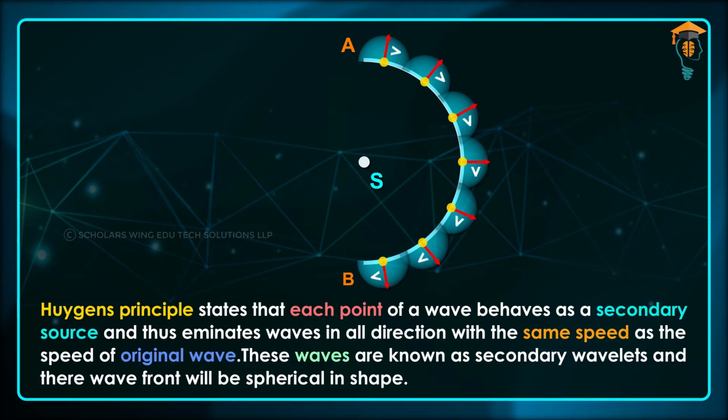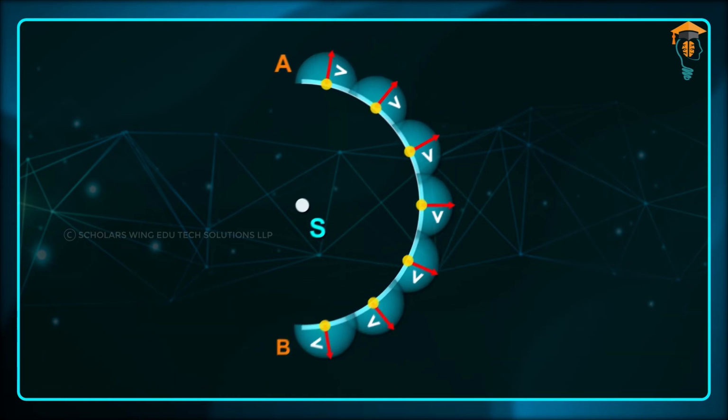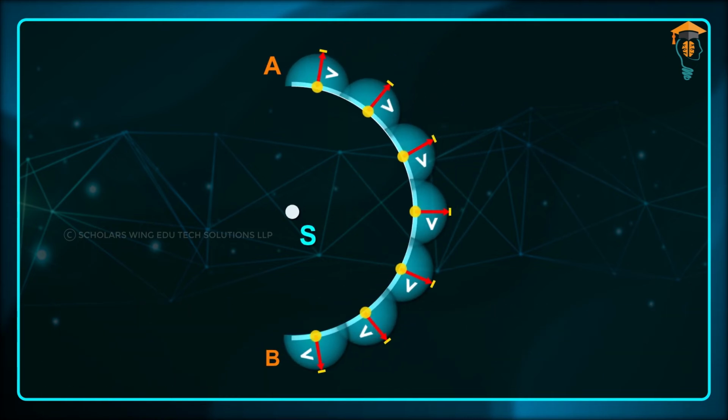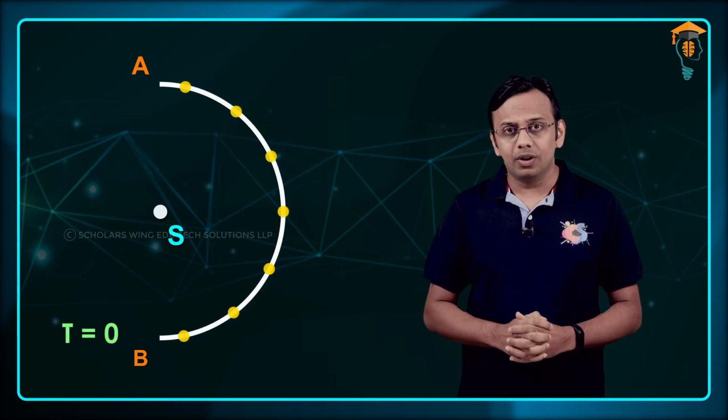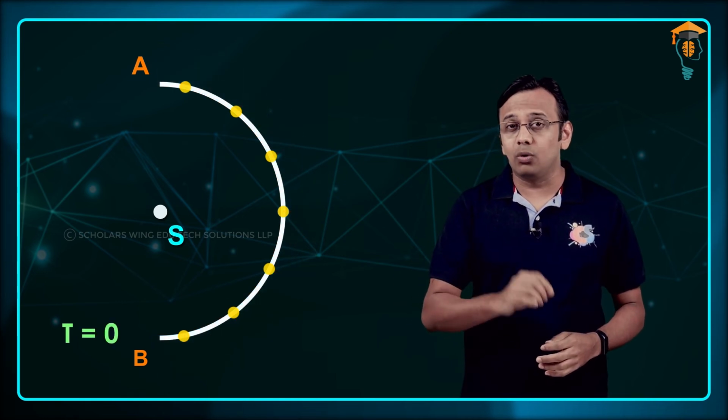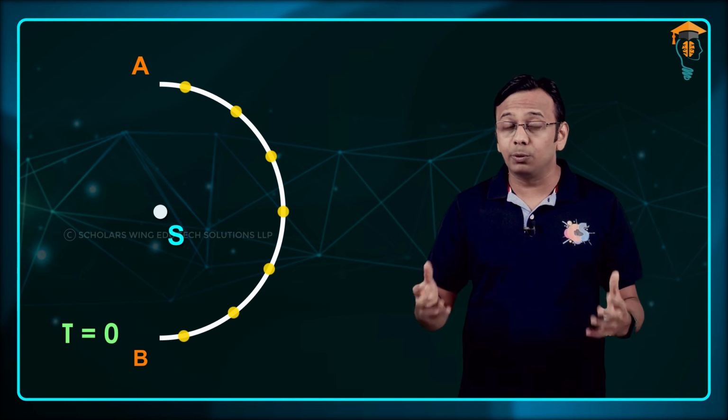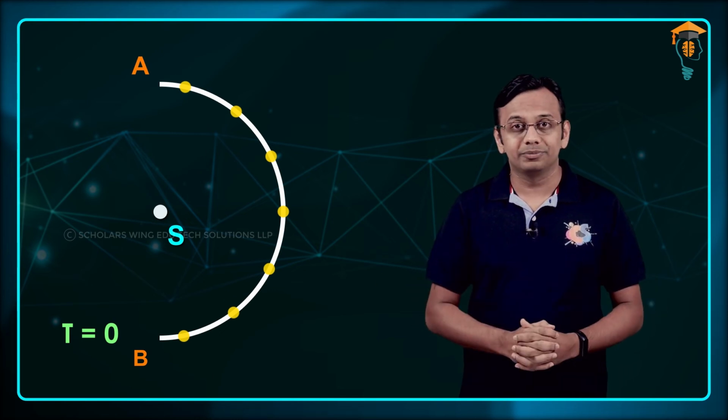These waves are known as secondary wavelets and their wavefronts will be spherical in shape as the source is a point. Now, if we draw a common tangential surface to all these spheres, then we get the new position of the wavefront at a later instant. So suppose we have a spherical wavefront at t equal to 0 and we want to find out what is its new shape and position after time t.